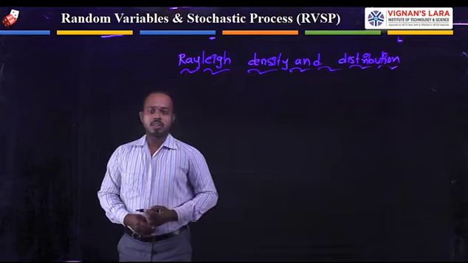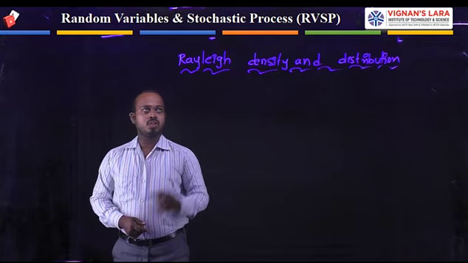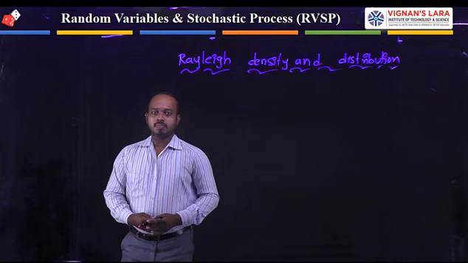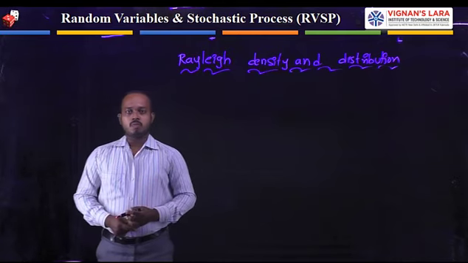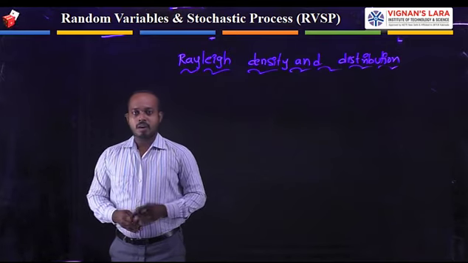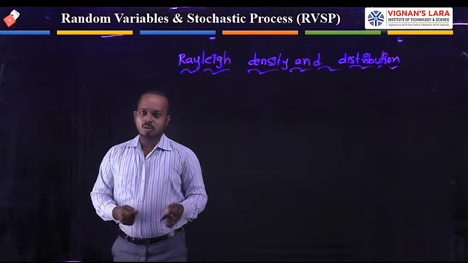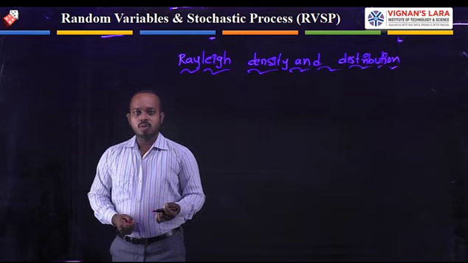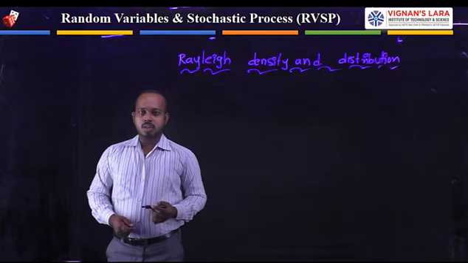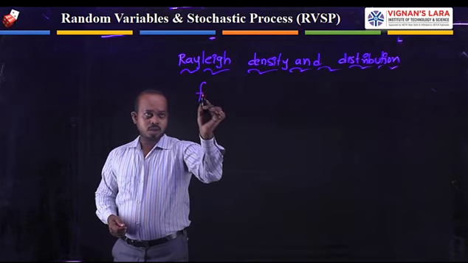The third one is the Rayleigh density and distribution function, an example for a continuous random variable. Here we directly write the fundamental definition of the Rayleigh density function, obtain its distribution from this density function, and then find its maximum value. Rayleigh is a scientist's name. He proposed the density function equation.